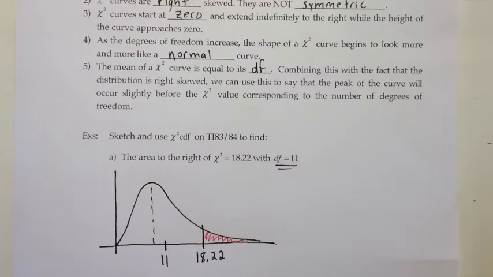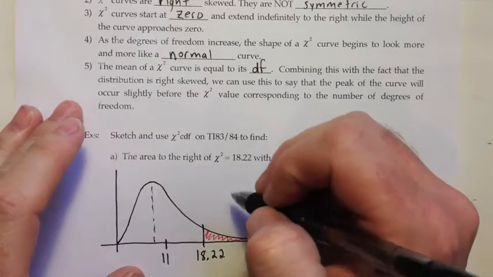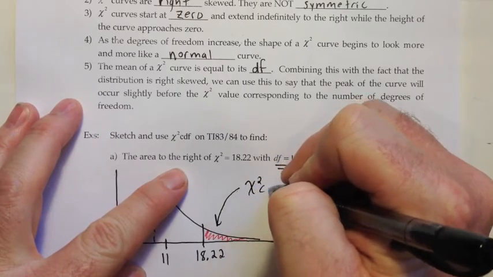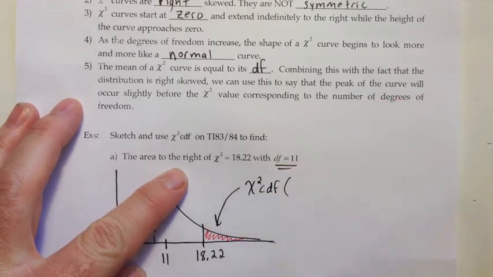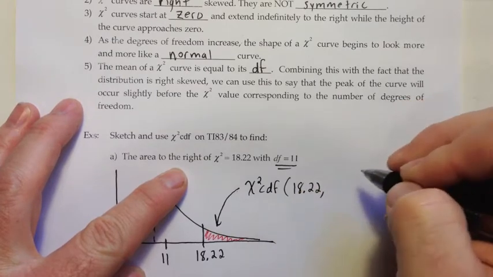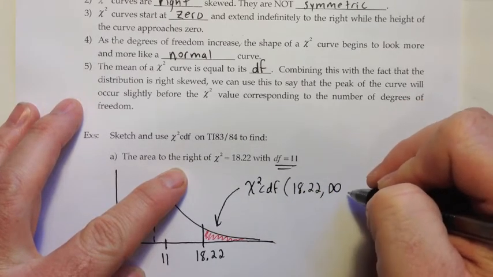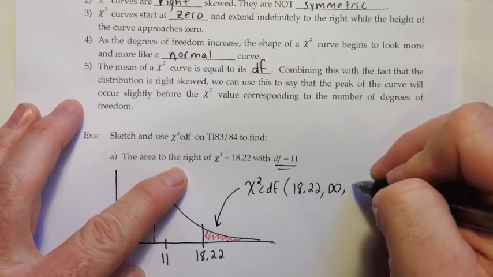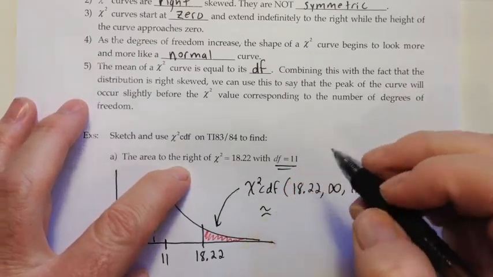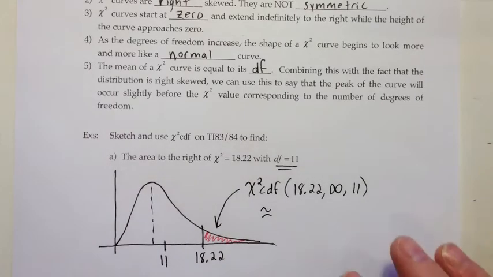And I'm not going to use normalcdf to do it because it's not a z-curve, and I'm not going to use tcdf because it's not a t-curve. So what I'm going to use to find that area is chi-squared CDF, and it works just like tcdf. You put in the left boundary, 18.22, the right boundary, which there isn't one, so we'll use infinity, and then the degrees of freedom, which in this case is 11. And then we can go to the calculator and find out what that is.